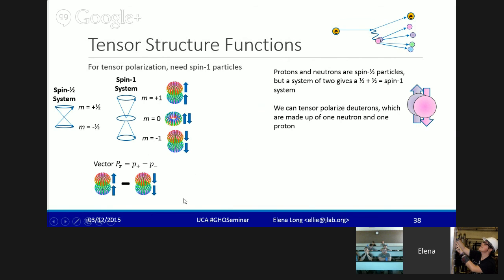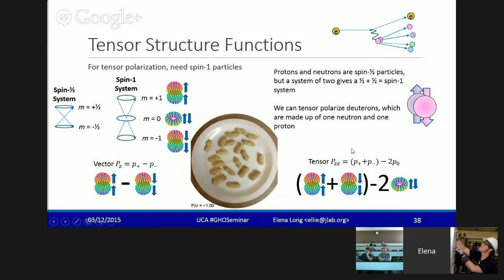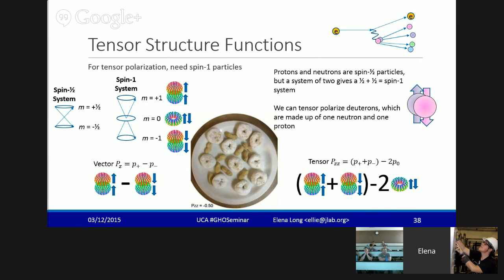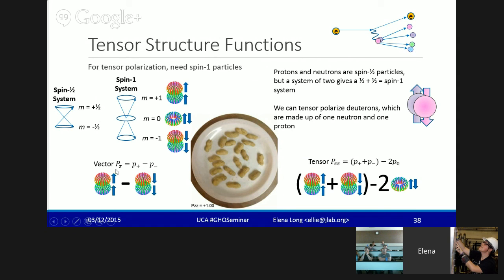Vector polarization is really related to what I was talking about before, where we look at something in an up state and just subtract out the population in the down state. For tensor polarization, we add the peanut shapes together and look for the difference between them and a donut shape. Thinking in terms of food, if we start with all peanuts, then this tensor polarization, this PZZ, starts at 1. As you start adding donuts in, when you have a third across all of them, you should get PZZ of 0, and then it goes down to all donuts, giving you a tensor polarization of -2. This is different from vector polarization, because vector polarization can only go from +1 to -1. So this can go from +1 to -2.